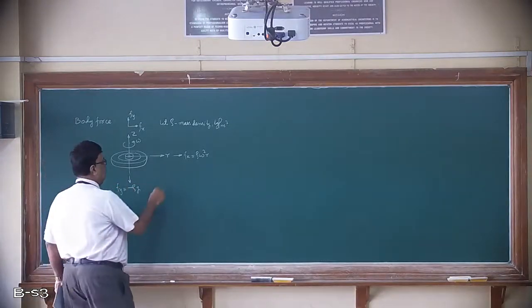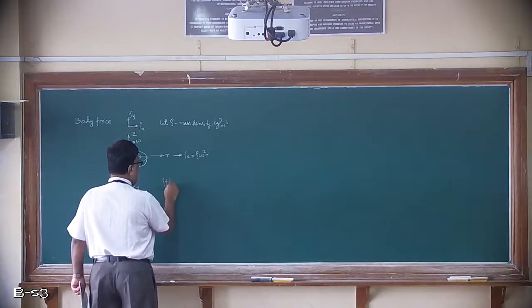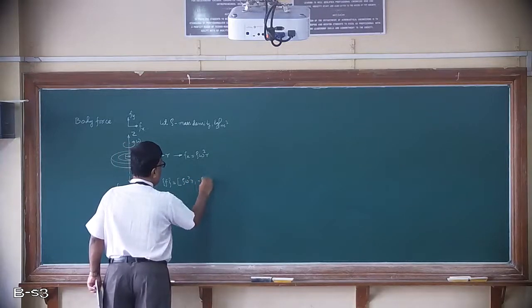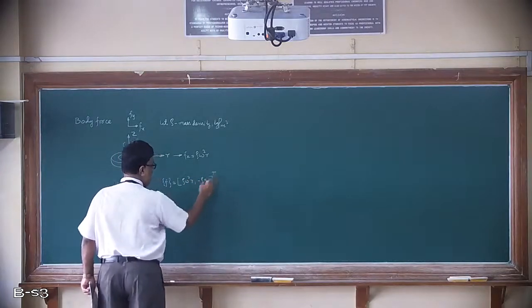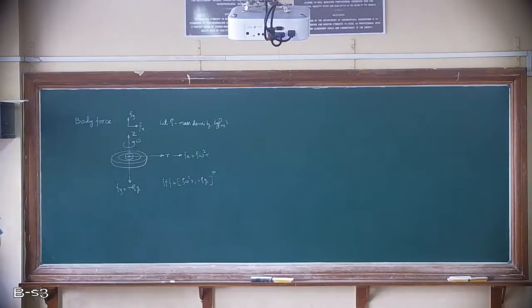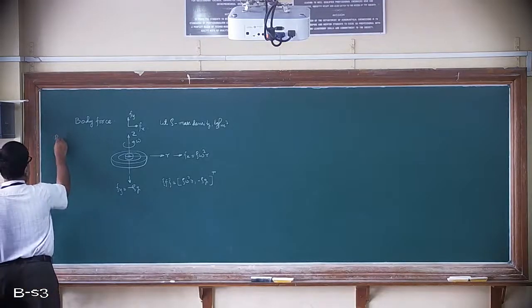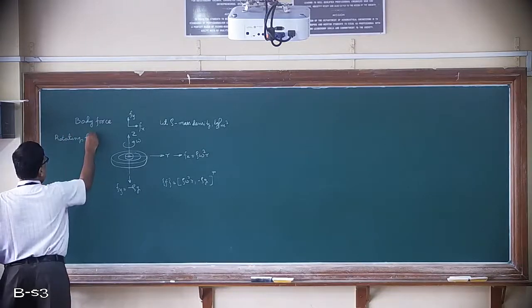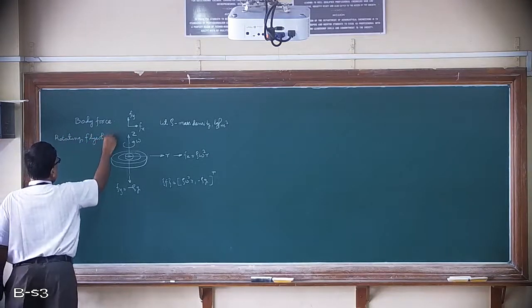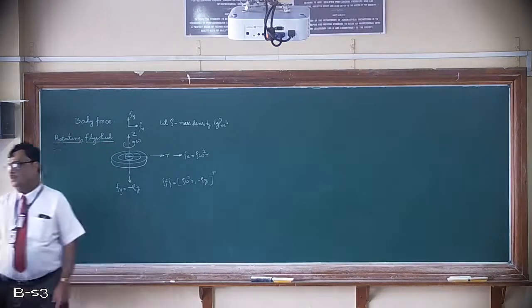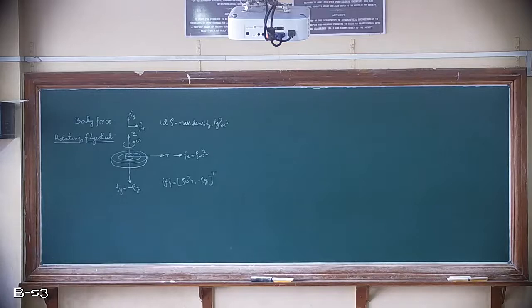So if somebody asks you what the elemental body force vector is, it is rho omega square r, minus rho g, transpose. These are the two components of the body forces acting on the element. This is an example of a rotating flywheel. For the rotating flywheel, you can use this concept and find the body force components.